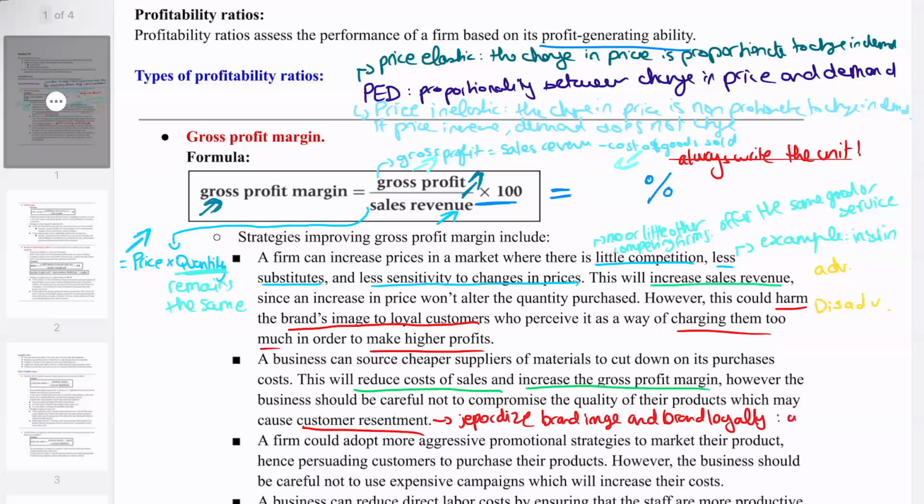Okay, so this will actually have a counter effect on the business, as sales revenue may decrease, since this will cause a decrease in quantity purchased. A decrease in quantity purchased will cause a decrease in sales revenue.